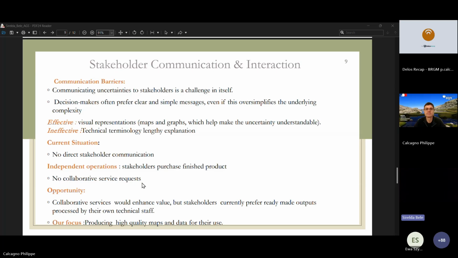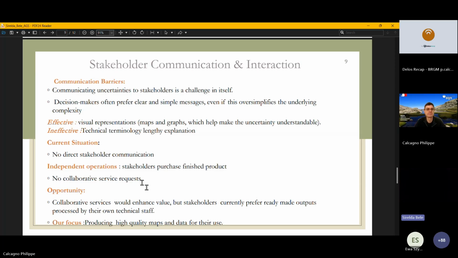Now, collaborative service requests. We produce high-quality maps and data for their use, but a collaborative service would enhance value. However, stakeholders currently prefer ready-made outputs processed by their own technical staff. Another one, please.